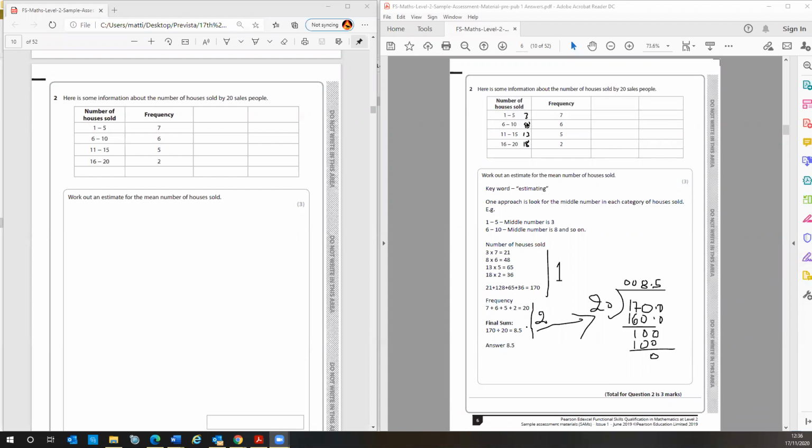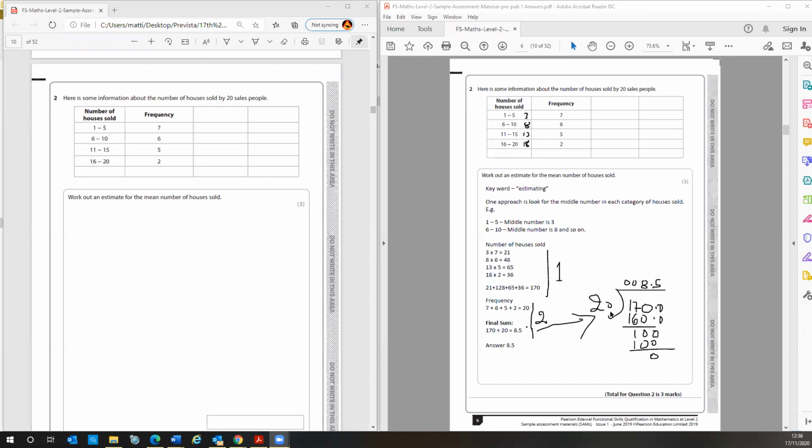So what I've done is I've gone for the middle number here, which is what we need to. Again, put yourself on pause, read through this. I've then multiplied it with the frequency. We get 170. Work out our frequency here, which is then going to give us the part we need for our final sum, which is actually going to be how we break everything down. And then we divide that, which then gives our answer, which is 8.5.